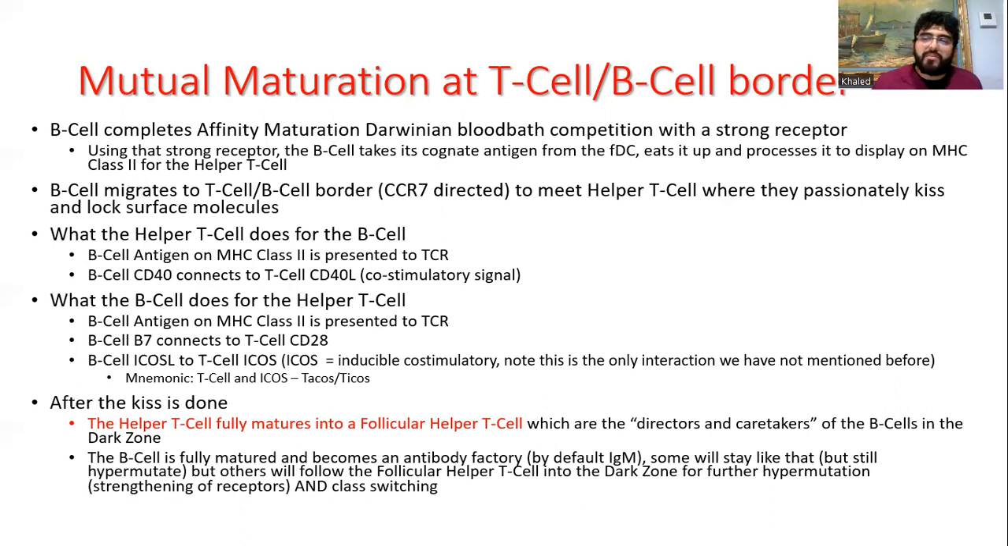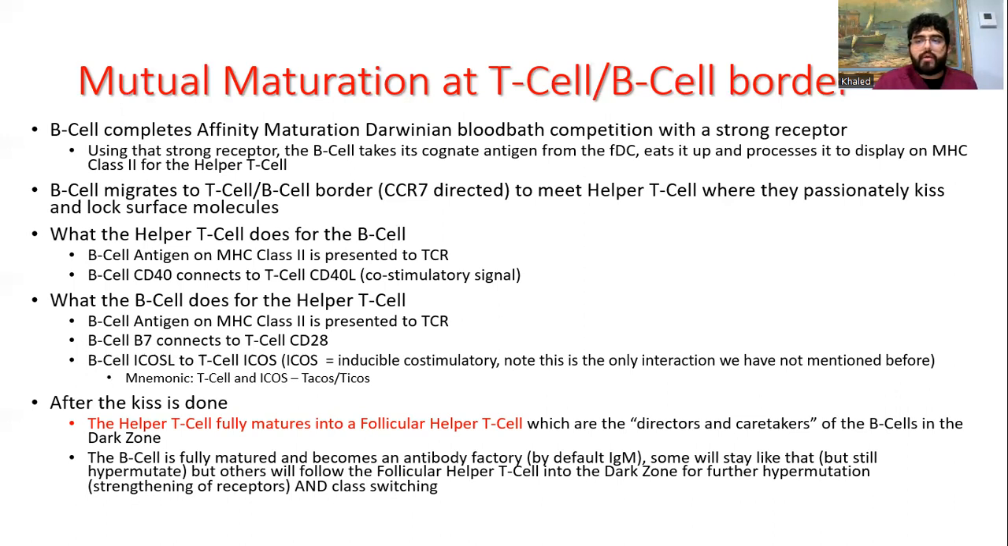So, what do the B cell and the T cell do for each other? Well, it is a romance, so they're going to passionately interlock. But they're a little bit better than people because they can do so in like 6 different ways. And so what's going to interlock, right? The B cell antigen on MHC class 2 is going to be presented to the T cell receptor, right? So that's one binding point.